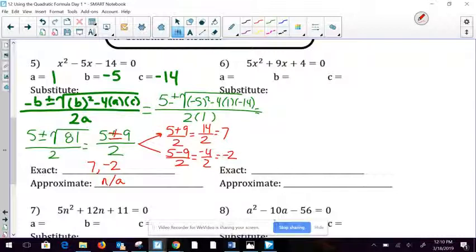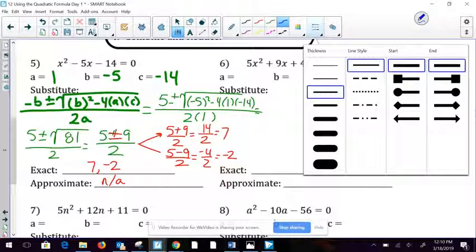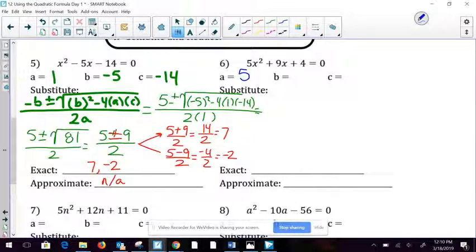Let's try another one because I realize that there are a lot of steps to do here. Remember, we always start with our A's, B's, and C's. So looking at my A's, B's, and C's, what is A equal to? Good, 5. What about B? Yes, 9. And then finally C? Awesome job, 4. So what's that formula again? I can't remember it. Yes, it's right above you.